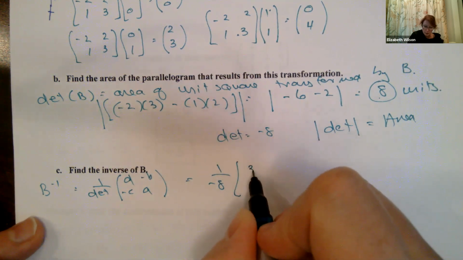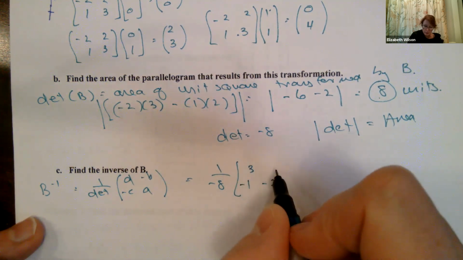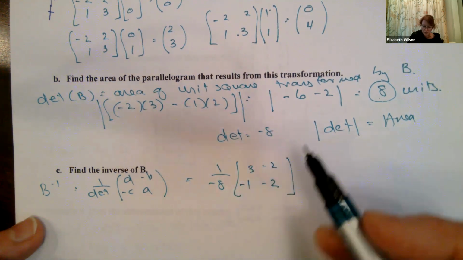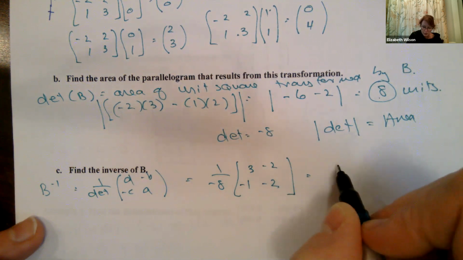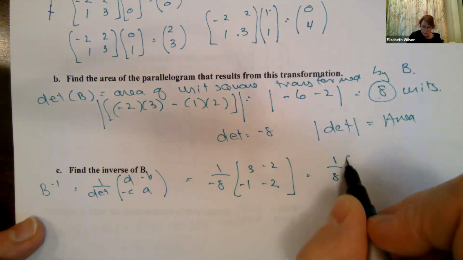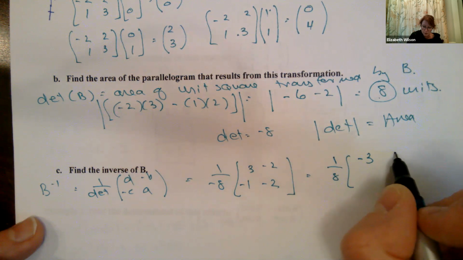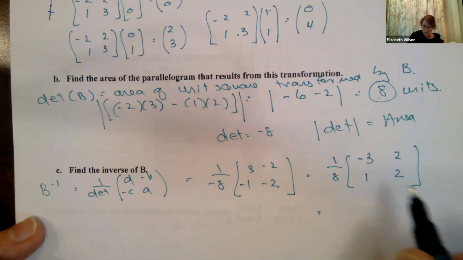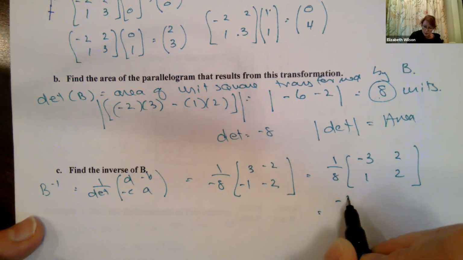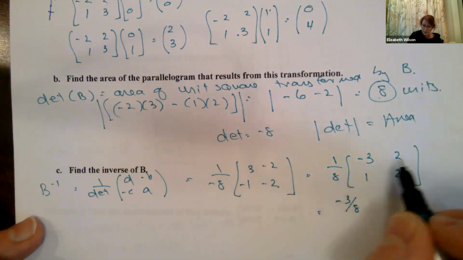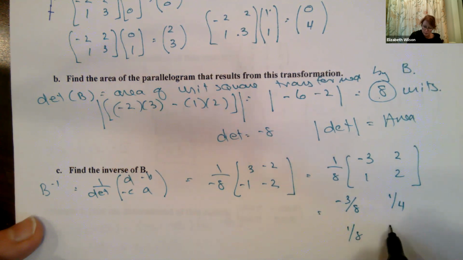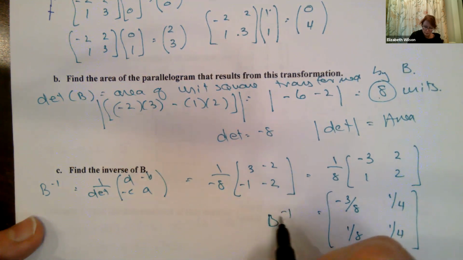I'm going to swap D and A. So this is going to be 3 and -2, and I need to negate this and negate that. And because I have a negative here and so many negatives there, I'm just going to distribute the negative. This is going to be 1/8 times [-3, 2; 1, 2]. And I can put the 1/8 in there. So I can make this -3/8. This is 1/8 times 2, so that's 1/4, 1/8, 1/4. And this is my inverse.